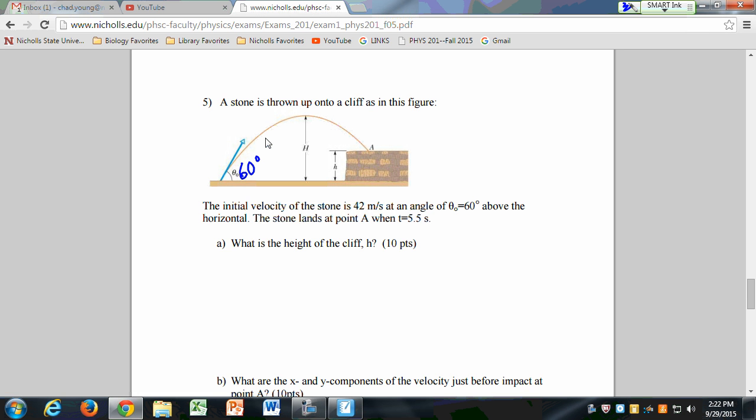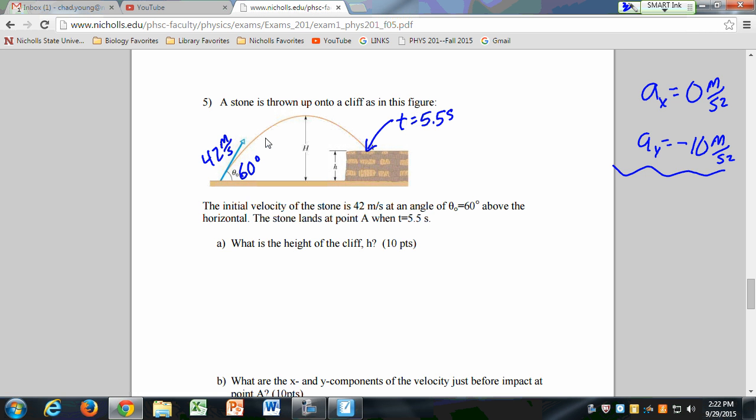I know that this is 42 meters per second, and I know that at this point, t equals 5.5 seconds. That's all I really know, except I know that ax is equal to 0 and ay is negative 10. Those are never really stated, but we assume that they're true, and from those, our equations come.